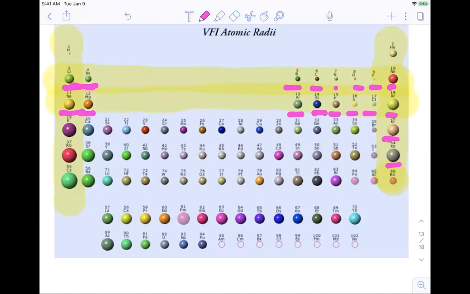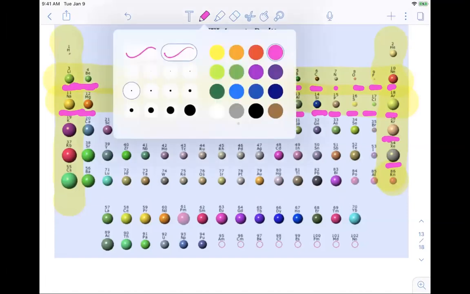Again, what's happening as we go from left to right? We're adding electrons and protons. That makes sense. Does somebody know why? Minsung, I think you were going to try and tell us. Why do they get smaller as you go from left to right?